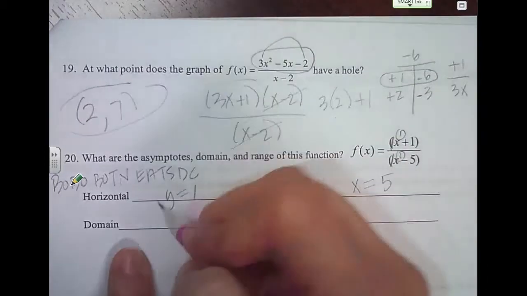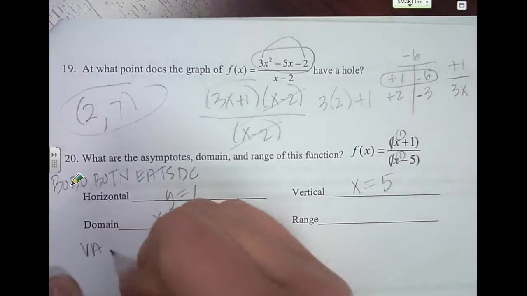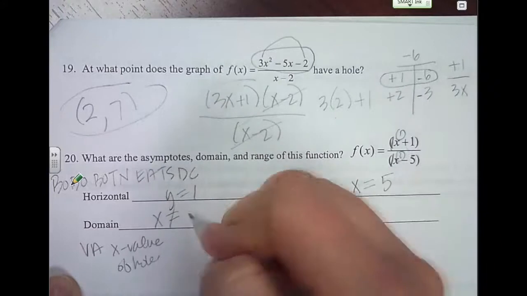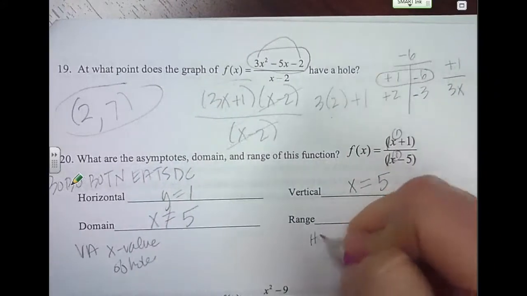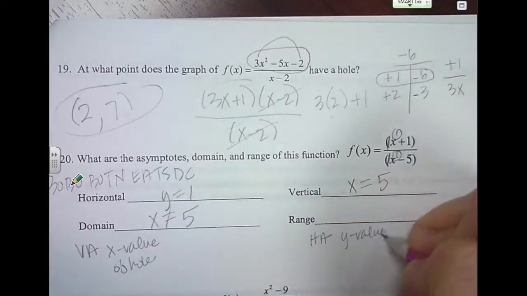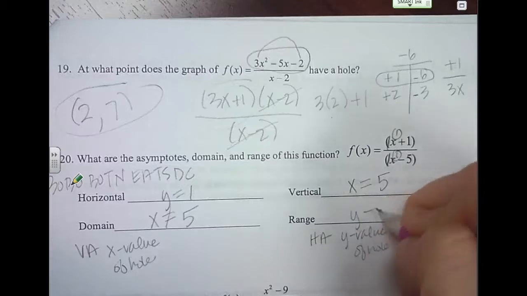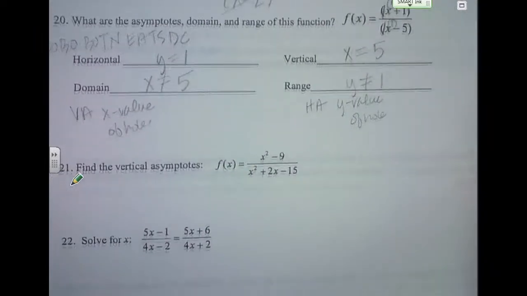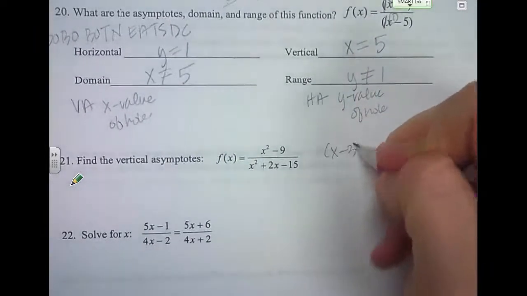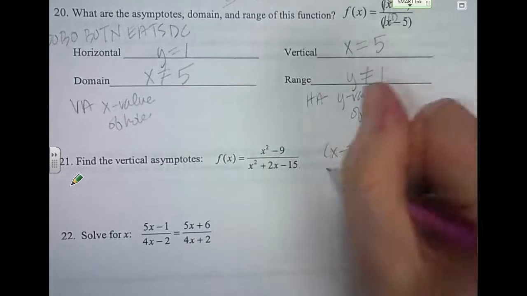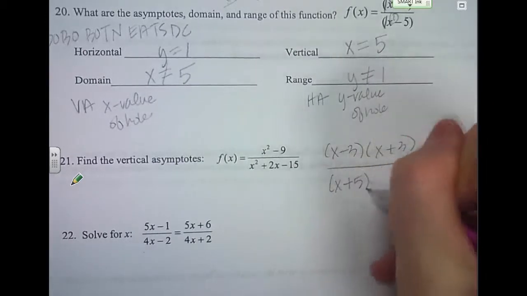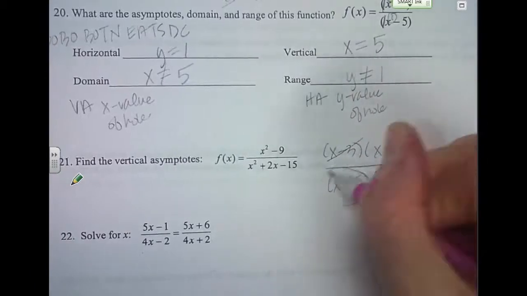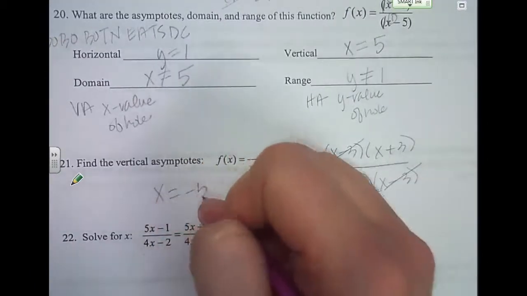The domain, remember, for the third time, matches the VA and the x value of the hole, so x cannot equal 5. And the range matches the HA and the y value of the hole. So y cannot equal positive 1. Okay, 21. Factor the top, (x minus 3)(x plus 3), over (x plus 5)(x minus 3). These cancel, so the leftover is the VA. So the vertical asymptote is x equals negative 5.